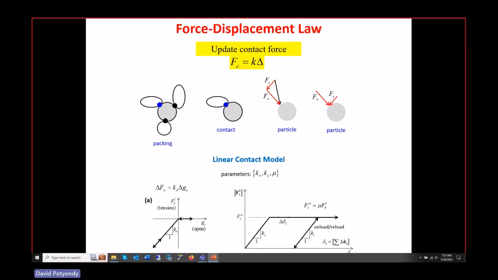And it has 3 parameters. I'm going to argue throughout this that they're like fundamental parameters. It has a normal stiffness, it has a shear stiffness, and it has a friction coefficient. You can think of these as a spring in the normal direction and a separate spring in the shear direction. So let's just talk about the simple case, the normal stiffness. Look at this picture.